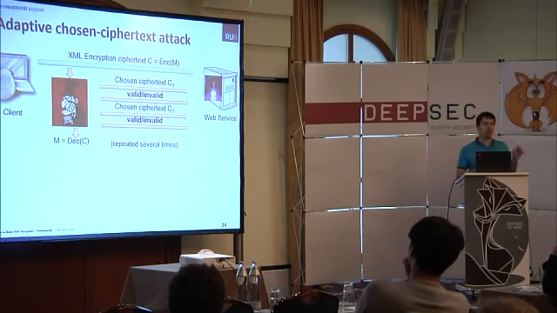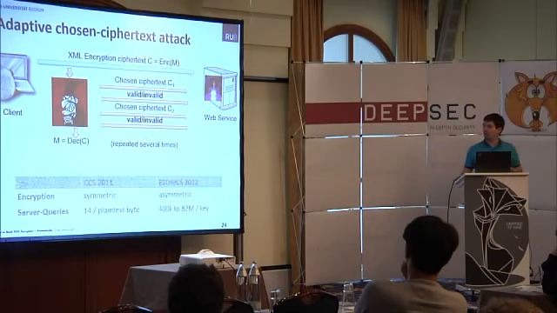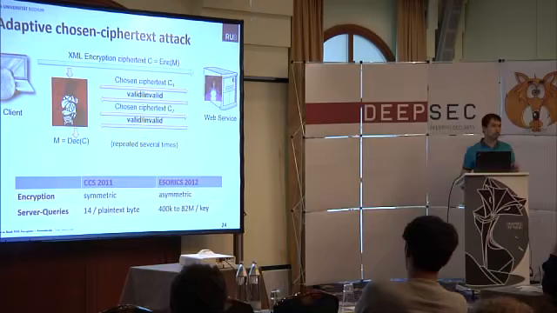As already mentioned, we described attacks on the asymmetric part using Bleichenbacher's attack, and on the symmetric part. In the symmetric case, we could decrypt one plaintext byte using 14 queries to the server, using 14 oracle queries. And in the asymmetric part, we needed about 400,000 queries to a few millions of queries, but we could decrypt the whole symmetric key.